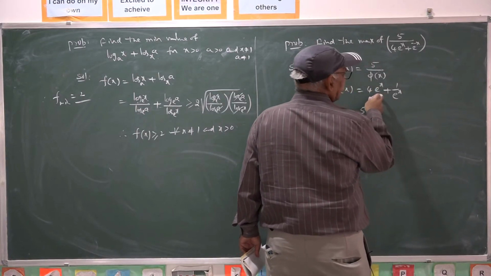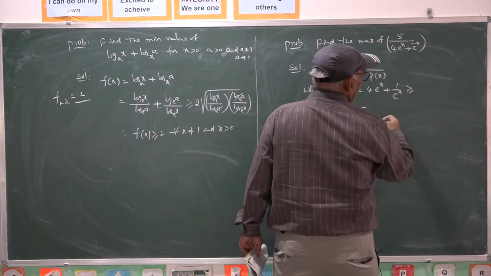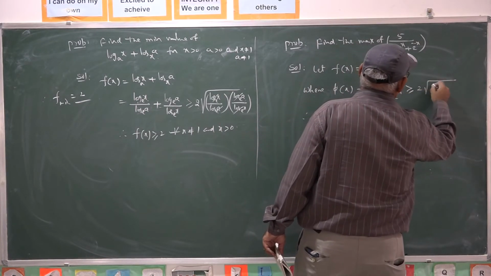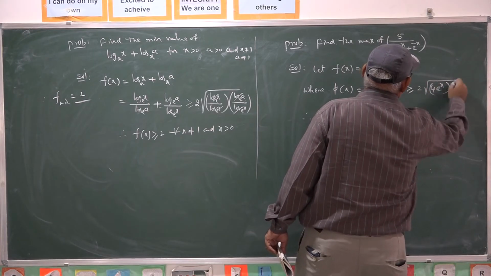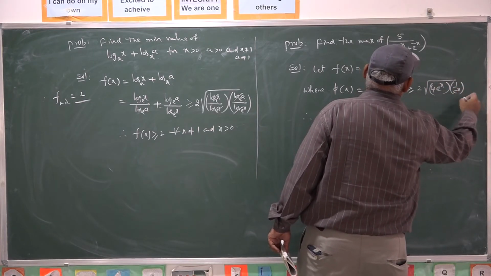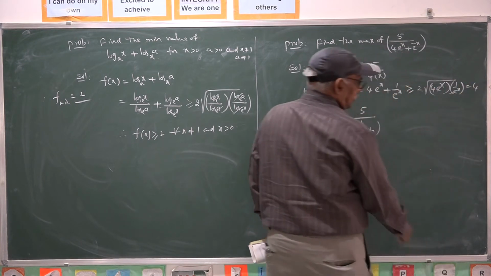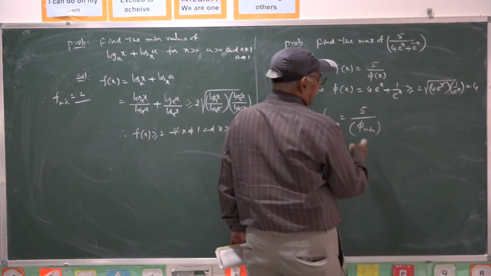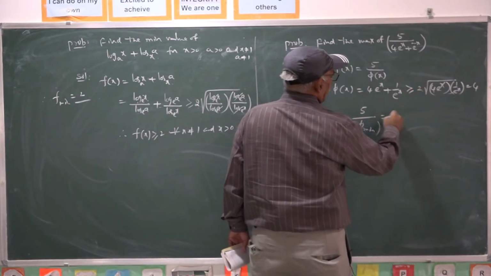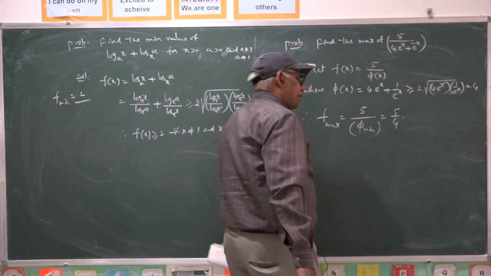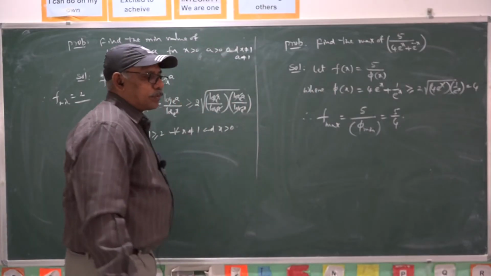But this is always greater than or equal to their geometric mean, which is equal to 4. Hence, the minimum of g is 4. Hence, the required maximum of the function is 5 by 4.